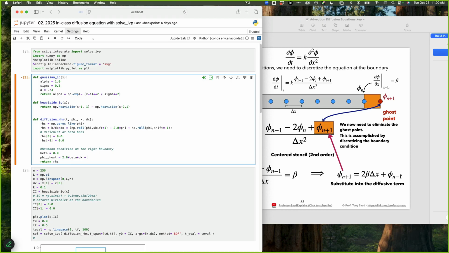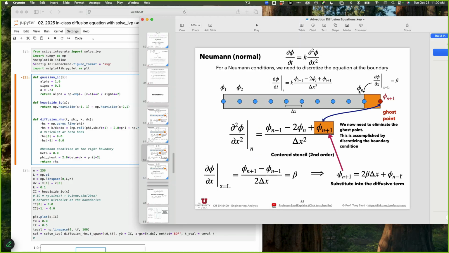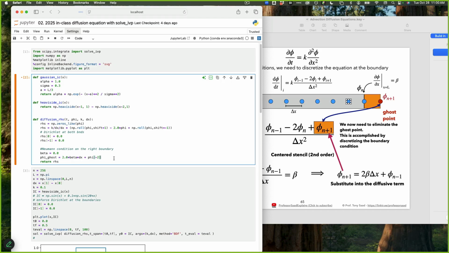So what is phi n minus 1? Remember, we have access to the entire array of values here, right, through phi. So phi n is the last point, phi n minus 1 is the second from last, correct? So what I can do is access phi minus 2. Agreed? So if I were to put phi minus 1 here, it would access phi n. So that's wrong. I need phi n minus 1. I need this point over here. Okay? So that's why I put phi minus 2.